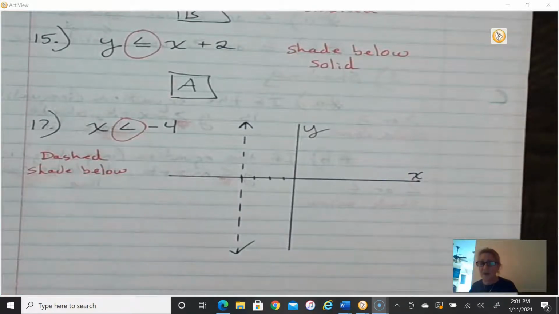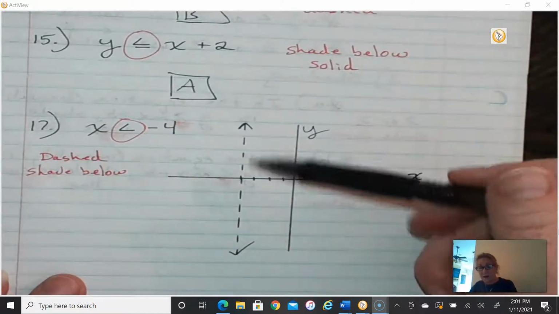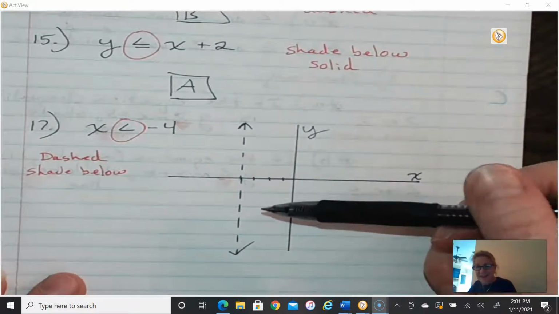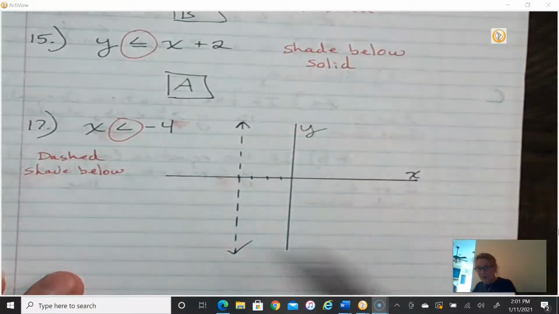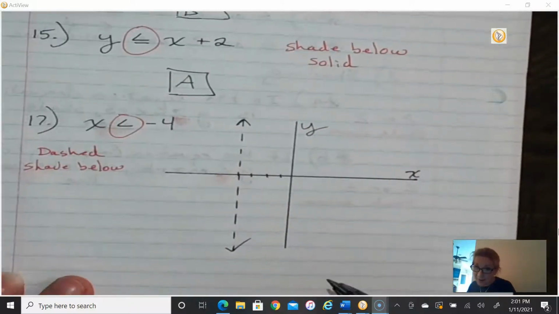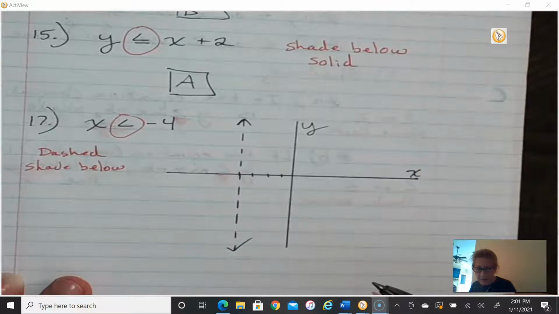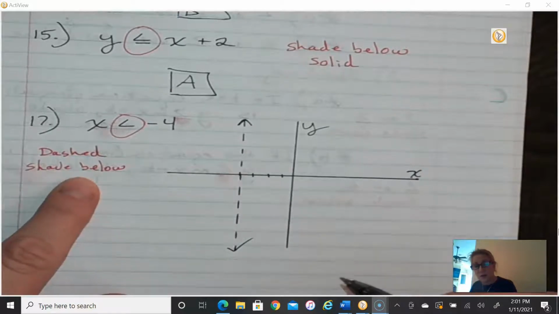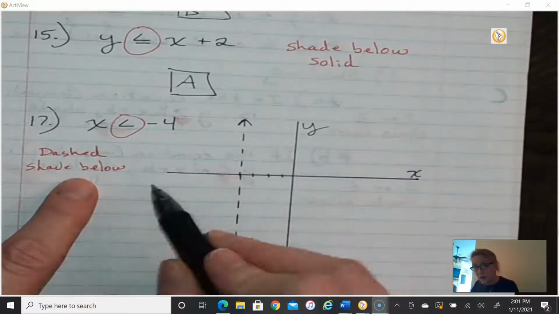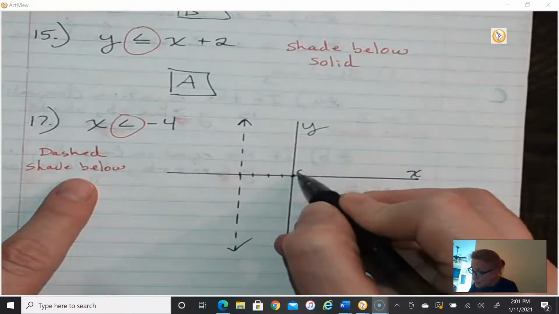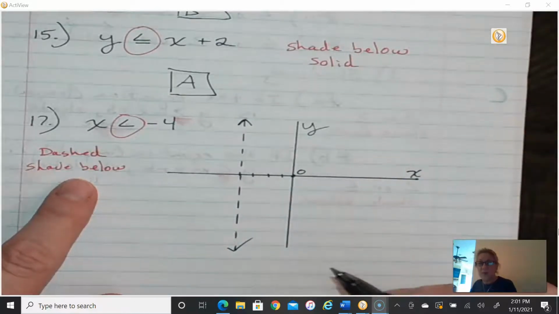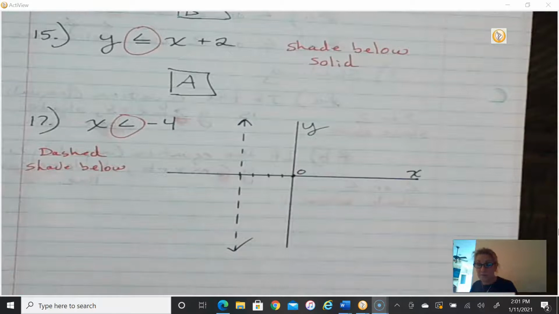Now, the whole thing about shading below and above, when it's straight up and down, you're like, what is above? Above is up here and below's down here. Well, in this case, we're talking about the number line. If we're shading below, and this is the number line, and this is 0, which do you think would be considered below? That's right, your negative numbers, getting smaller.